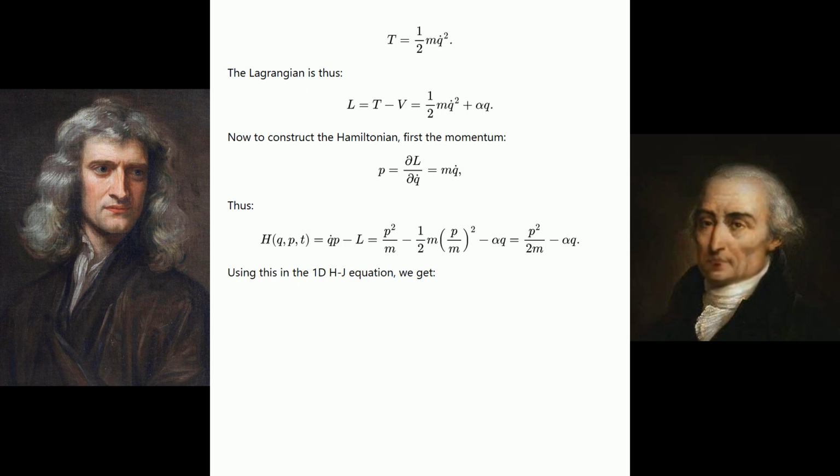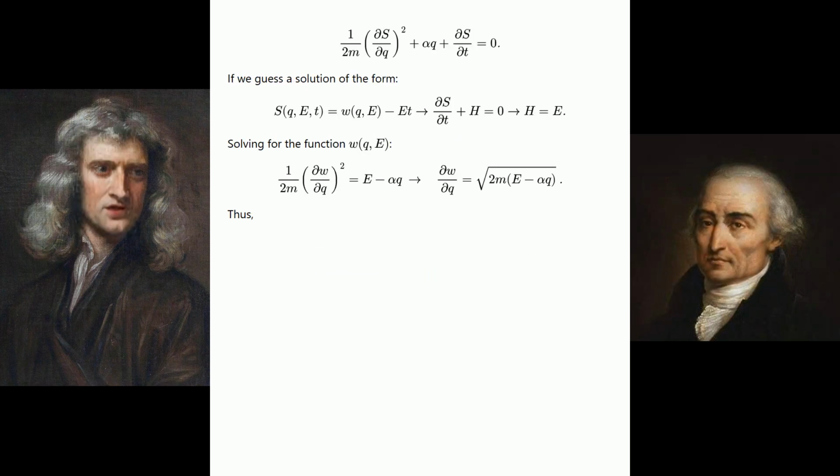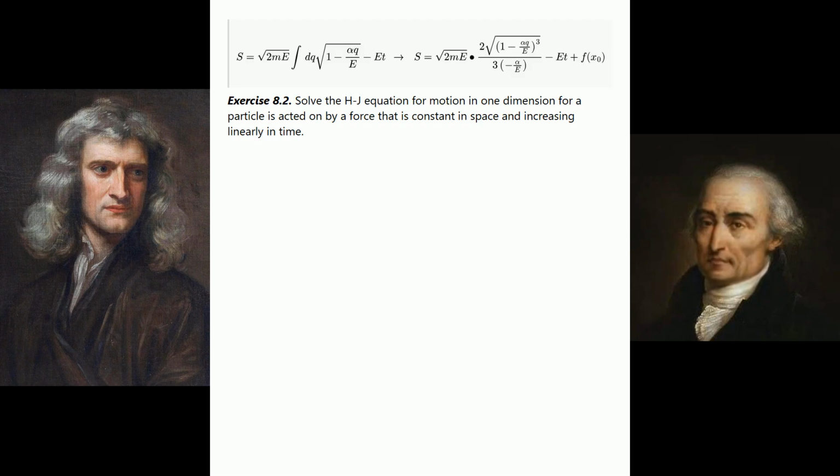Now to construct the Hamiltonian, first the momentum. See the equation shown. Thus, see the next equation. Using this in the 1D HJ equation, we get, see the equation shown. If we guess a solution of the form, see the next equation. Solving for the function W of q, see the equation shown. Thus, see the next equation.